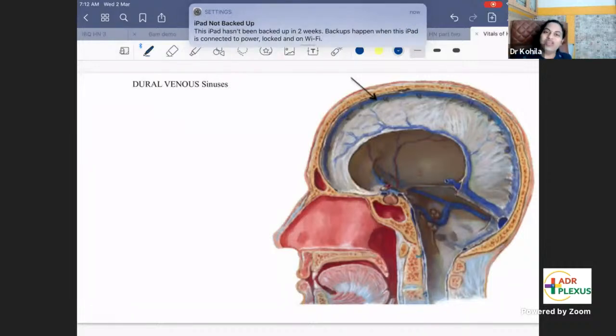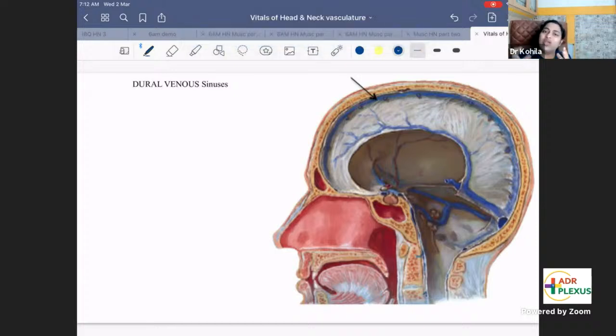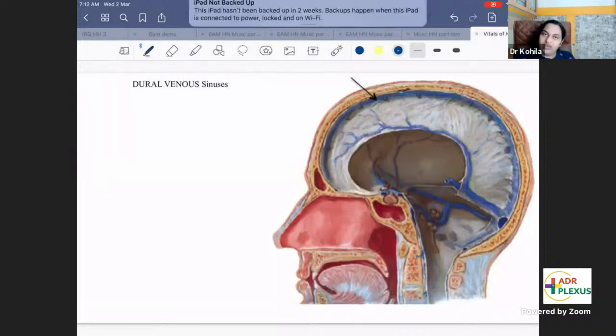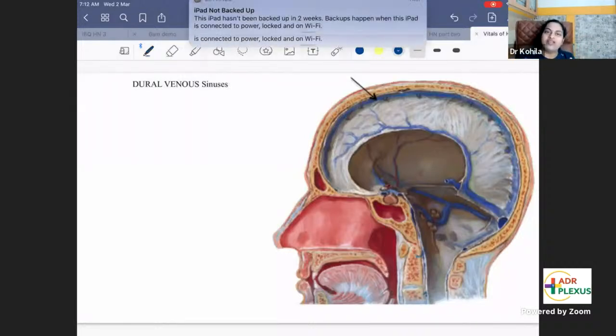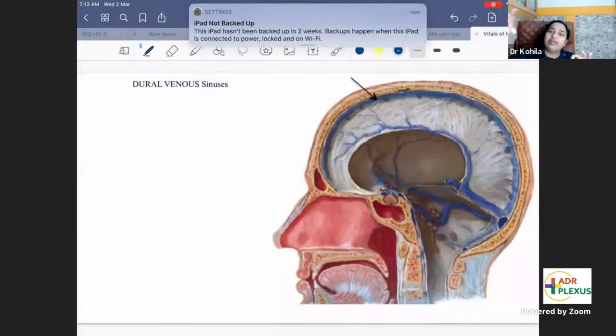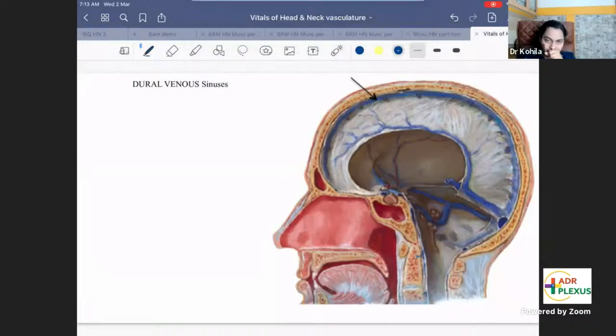So what is a dural venous sinus? The veins inside the cranial cavity. Why are they called sinuses? Because a normal vein has tunica adventitia, media, and then the intima. But in the dural venous sinus, there is only endothelium, the intima, so it can dilate. That's why they're called dural venous sinuses.